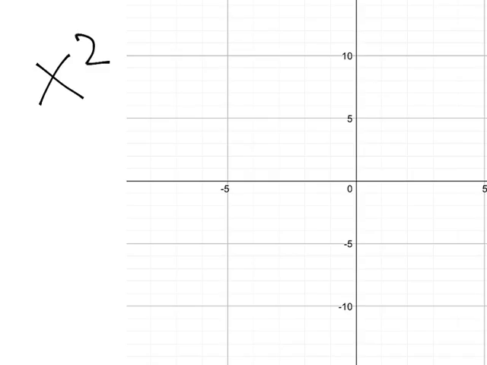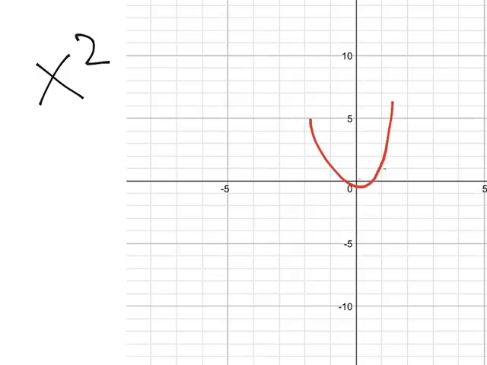The first one is the x squared. We need to find a reference point, which is going to be the one in the middle. It's always going to be this one: the one in the middle with the coordinate 0, 0, one on the right at 1, 1, and one on the left at minus 1, 1. So we have our reference points here, and after that we graph. It's going to be a U shape.